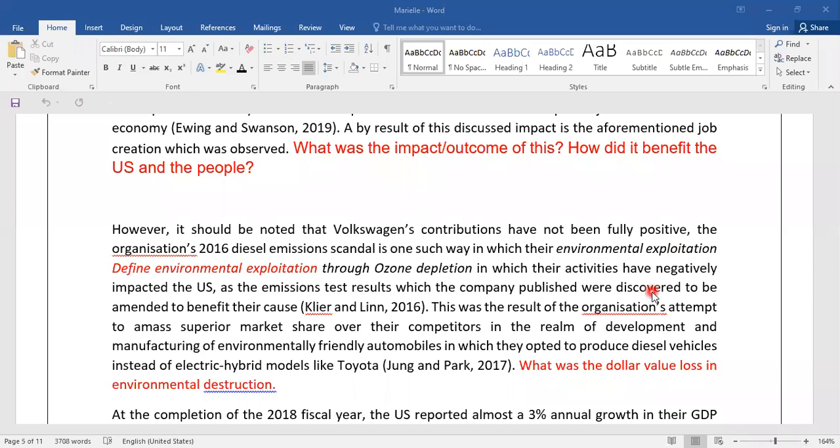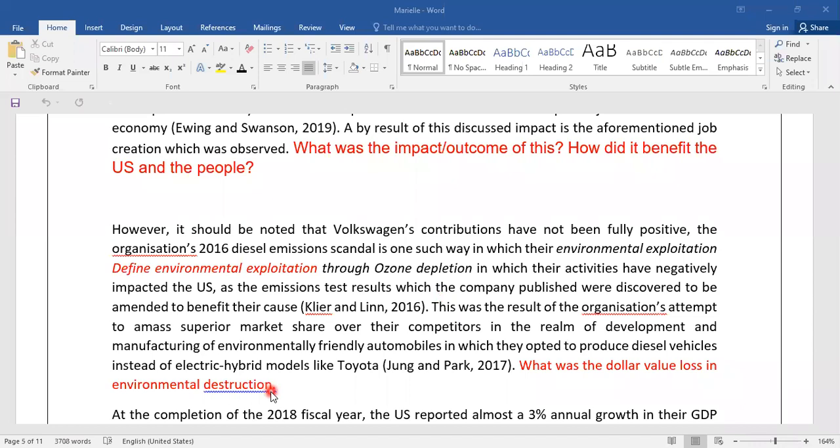Right, so this resulted in the organization's attempt to amass superior market share over their competitors in the realm of development and manufacturing of environmentally friendly automobiles, in which they opted to produce diesel vehicles instead of hybrid vehicles. Okay, so Mariel, yes, you discussed the negative impact, but it could have been discussed more fully by trying to have a dollar value on the environmental loss.